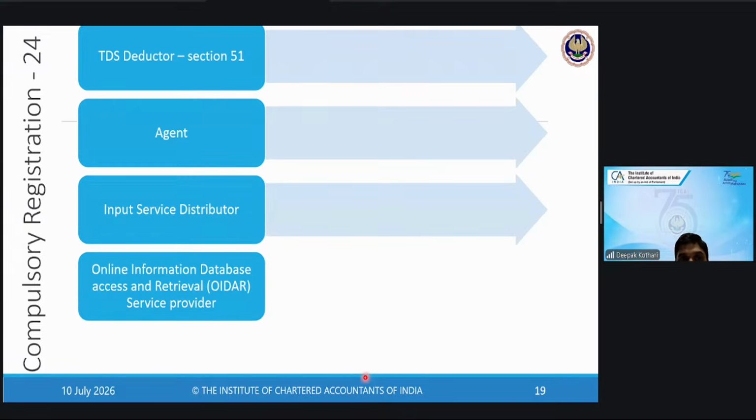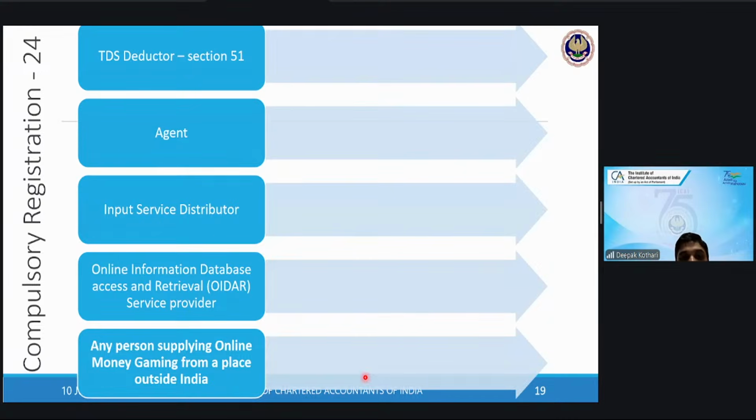TDS deductor, agent, input service distributor, OIDR, a person supplying online money gaming from a place outside India, these people have to take registration, no exceptions available to them. So this is section 24, which is saying that section 22 said registration, but 24 is saying that the following people have to take compulsory registration and should not wait to touch the threshold limit.